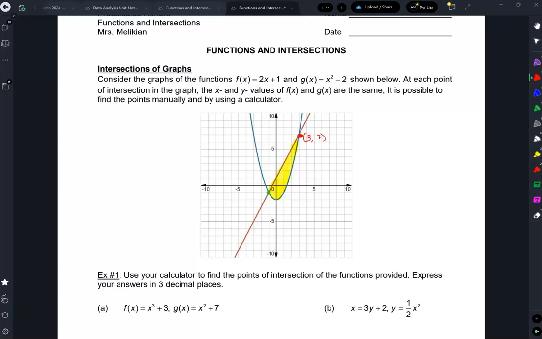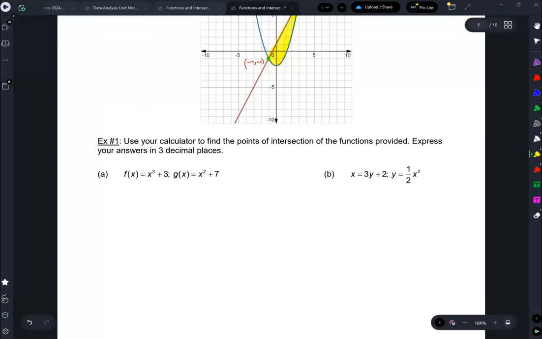So at that point, both functions have the same value. So the x and y coordinates are equal at that point. For the parabola, when x is 3, y is 7. For the line, when x is 3, y is 7. And same with this one, minus 1, minus 1. So that's important: since the x and y values are the same, we can find the points manually and by using a calculator.